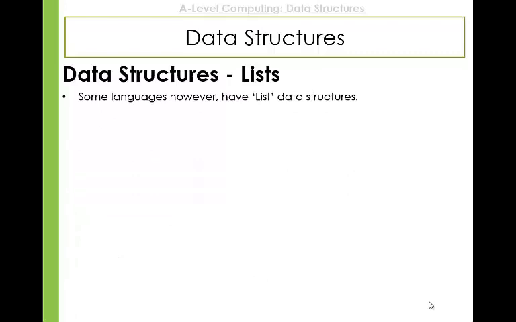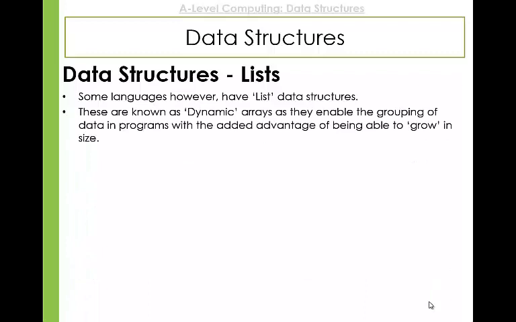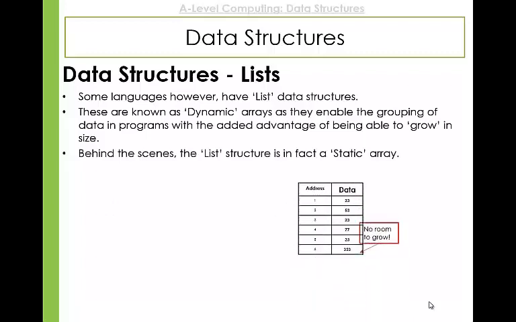So some languages have actually developed lists. And lists are known as dynamic arrays. Okay, they enable the grouping of data just like an array, but it also gives you the advantage of being able to grow in size. And behind the scenes, really, a list is just actually a static array. So here's an example of a static array with addresses 1 to 6, with integer values stored in those address locations. And again, there's no room to grow.